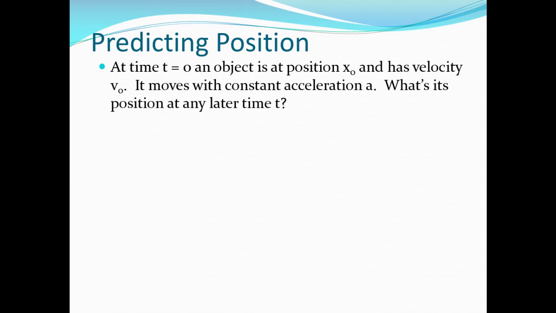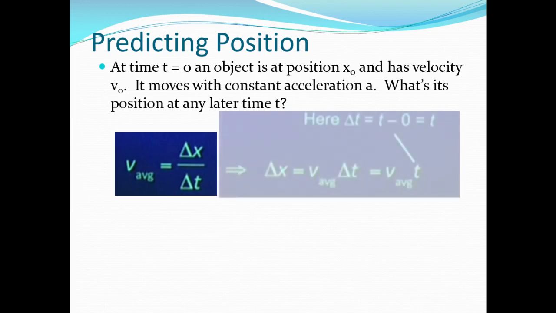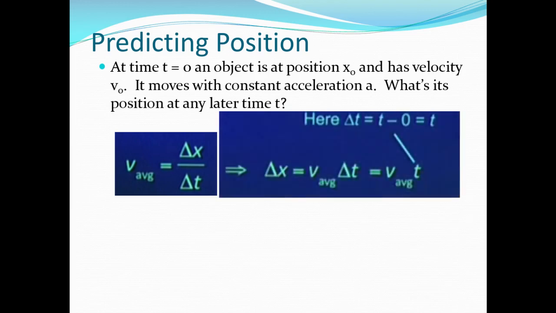Well, let's write the relationship. You could start with the relationship for average velocity. It equals displacement over time, or change in x over change in t. You could solve this for change in x, the displacement. It would equal the average velocity times the time interval. If we let the time interval start at t equals 0, we could remove the triangle and just write t.